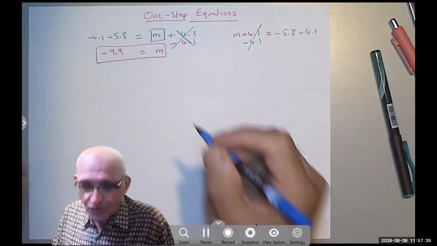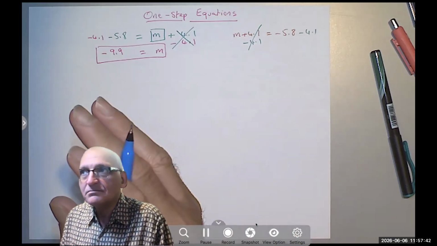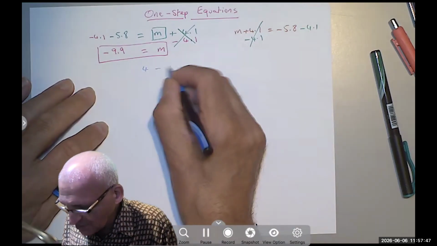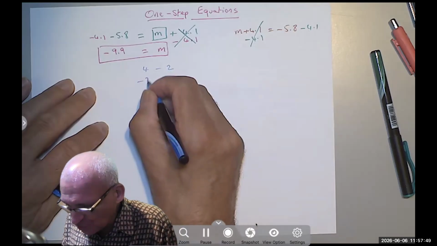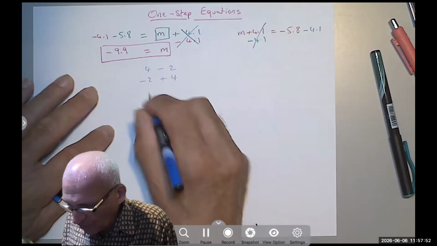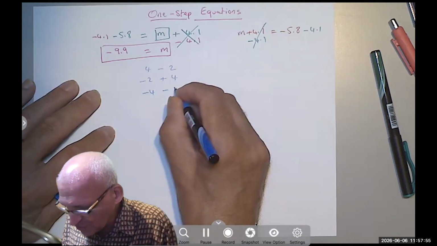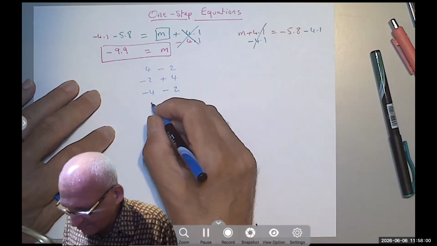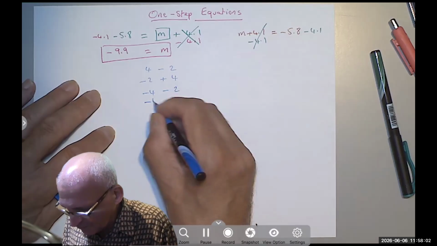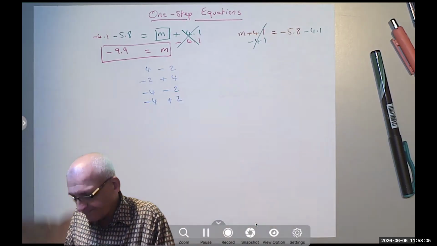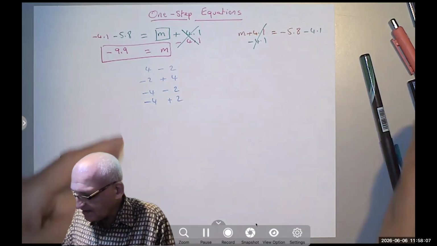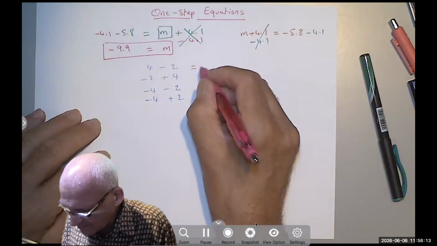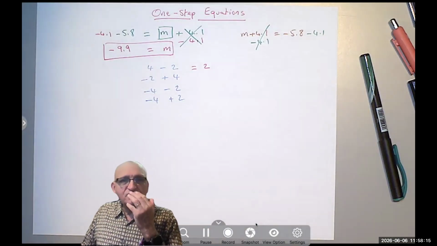So for example, I'm going to show you maybe 4 questions. What if I say 4 minus 2, or negative 2 plus 4, or negative 4 minus 2, or what? Negative 4 plus 2, for example. Everybody is familiar with the first one. 4 minus 2 is 2, right? So what is negative 2 plus 4?